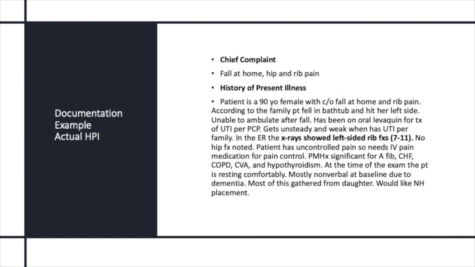Now, there are a couple of areas in this HPI that are concerning to me. The first one is the statement that the patient has uncontrolled pain, so she needs IV pain medication, but a sentence later that says that the patient is resting comfortably. Well, that's a contradiction. What it should maybe say is that the patient is resting comfortably after adequate analgesia.